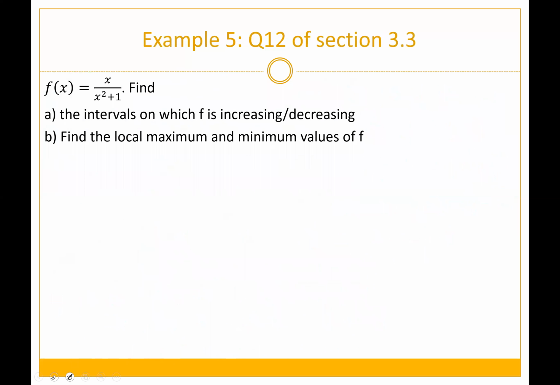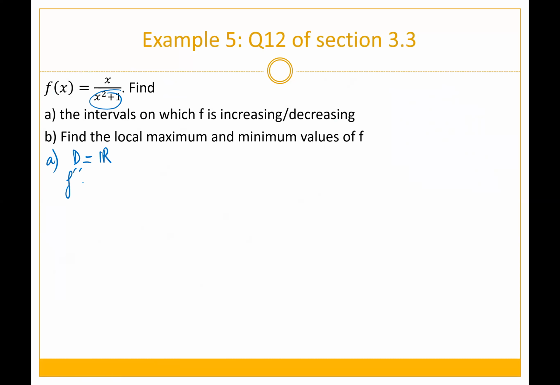So the next example is question 12 of section 3.3. You're given f of x equals x over x squared plus 1. Find the intervals on which f is increasing or decreasing. First of all, we're going to look at the domain, which is going to be R, because x squared plus 1 is always positive, regardless of what value of x it is.